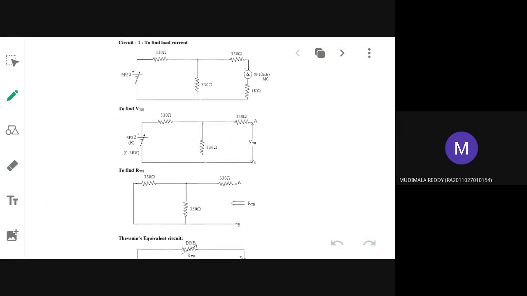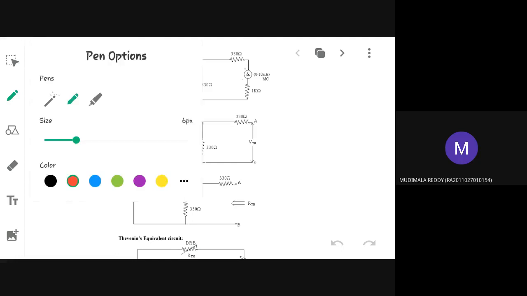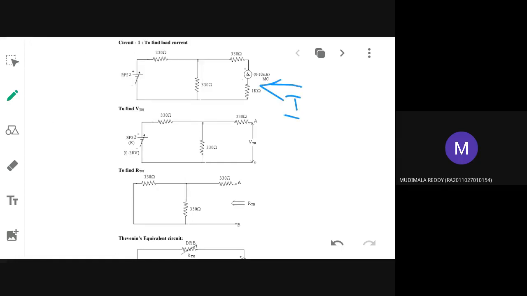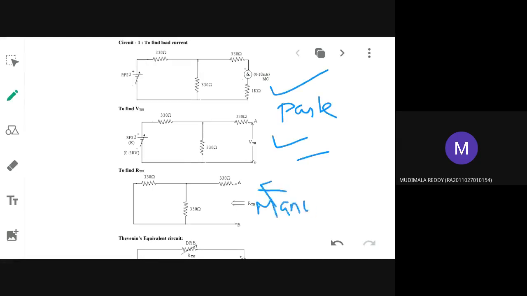Simulation wise, first circuit you have done: how to calculate IL flowing through this load resistance. RL is your load resistance. This circuit you have to paste from simulation. Then next thing, you have finished this V Thevenin also. These two circuits you have to paste from simulation. This R Thevenin calculation you have to do manual verification. Manual only. Understanding or not?